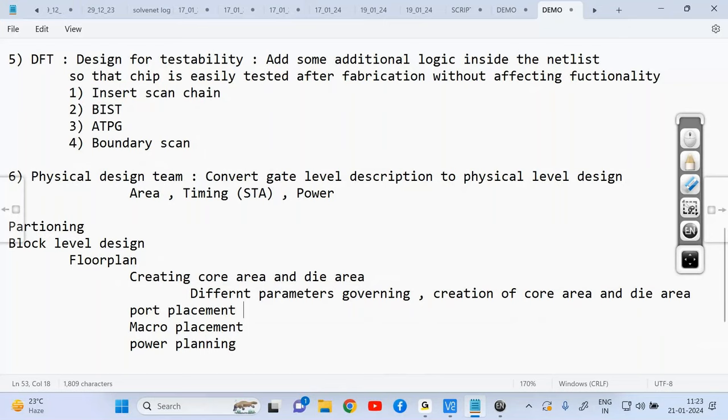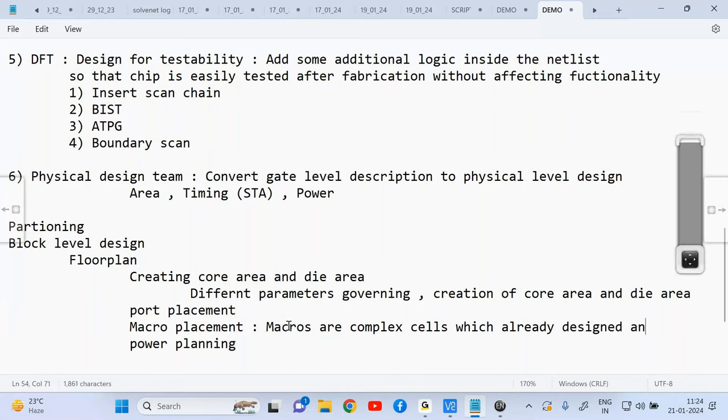So next step is what? Macro placement. Okay, first we'll define what macros are. What are macros? The macros are complex cells which are already designed and optimized.